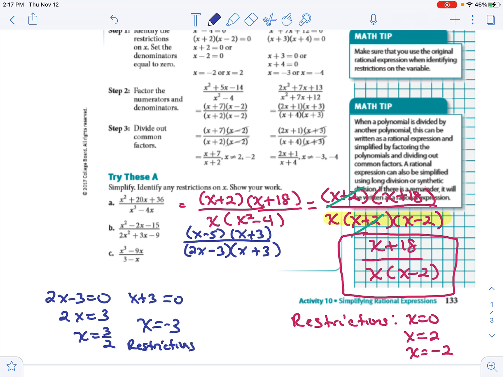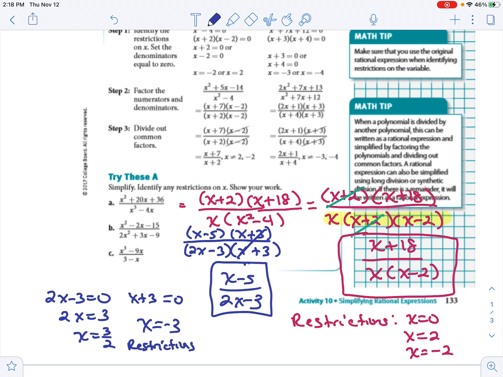Okay. And now if we can do any sort of canceling, we will. I see we can cancel out the x plus 3's. And so our final simplified answer for part B will be x minus 5 over 2x minus 3. So that's the answer, and plus we have the restrictions to go along with it.